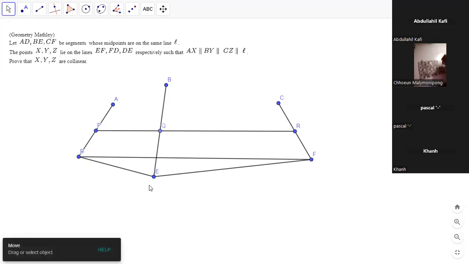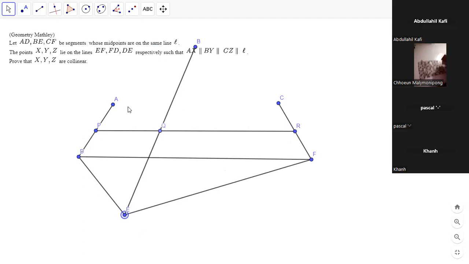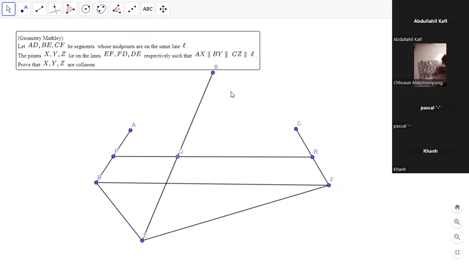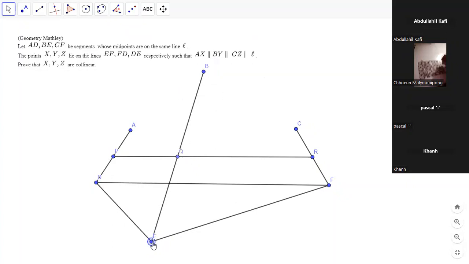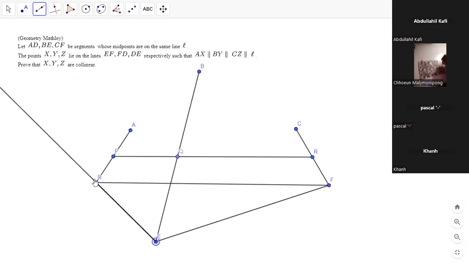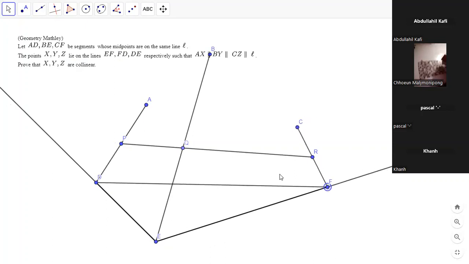Interesting. So let's move E a little farther back. Okay, so we're going to draw the parallels A, B, and C. And so let's make these rays, EF and FD. Okay, so PQR is really line L.